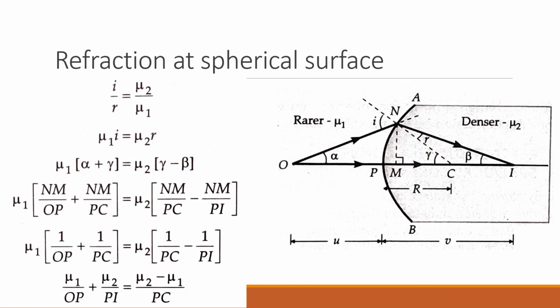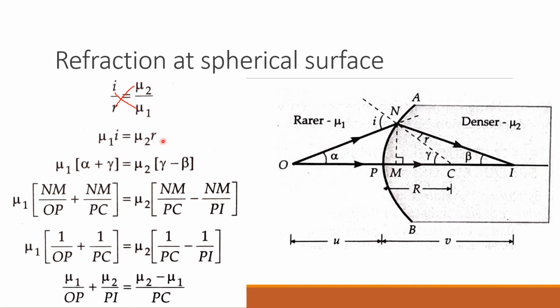Now, after writing i by r equals mu2 by mu1, I can cross multiply. So, mu1 times i equals mu2 times r. Fine. So the angle of incidence we had already derived. This i is the exterior angle to alpha and gamma, so instead of i I can write the sum alpha plus gamma. So instead of i I have written alpha plus gamma.